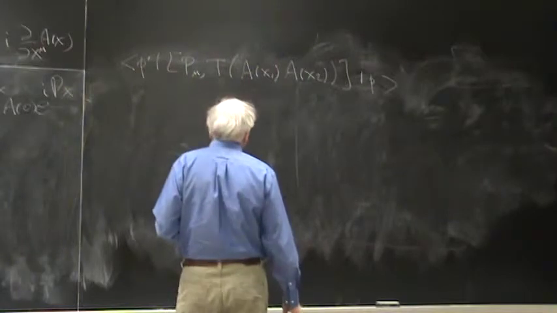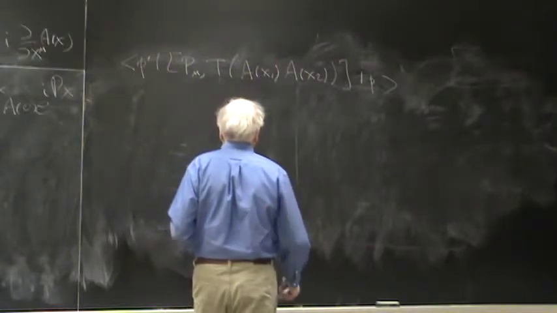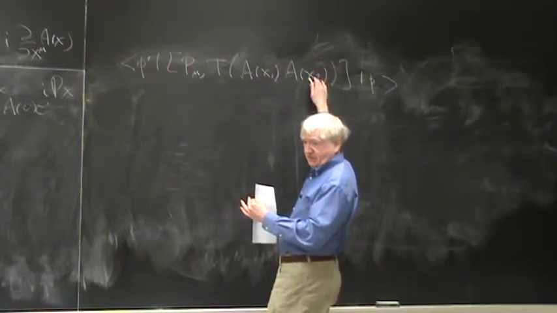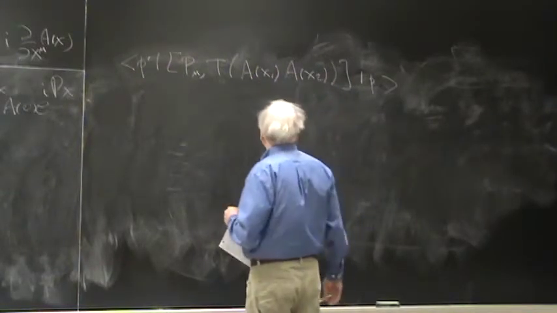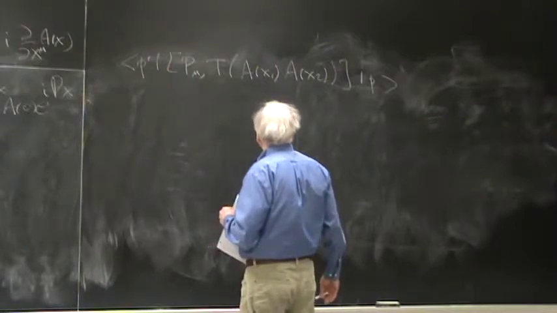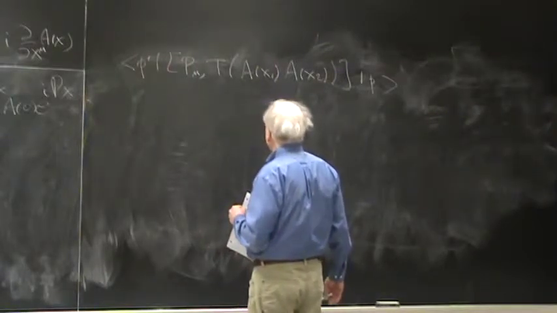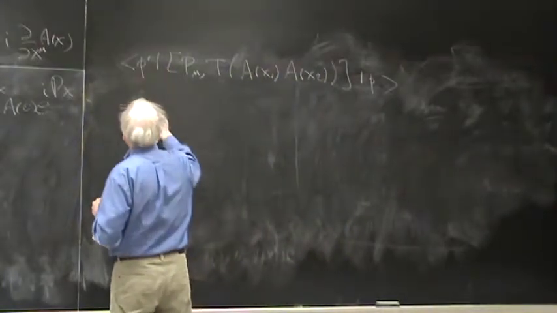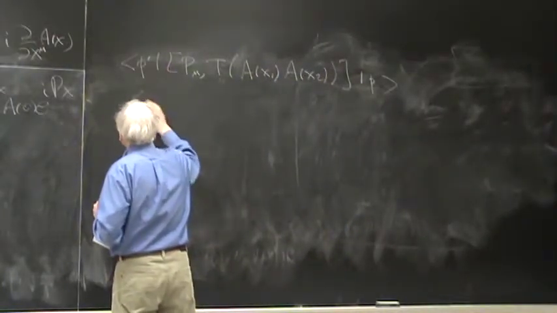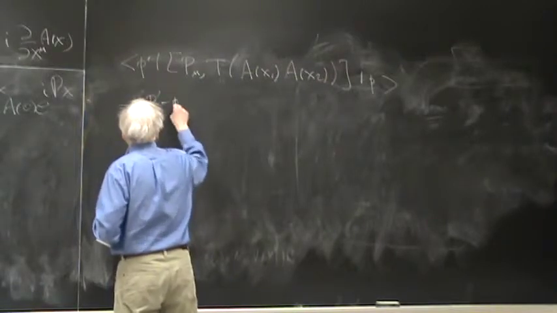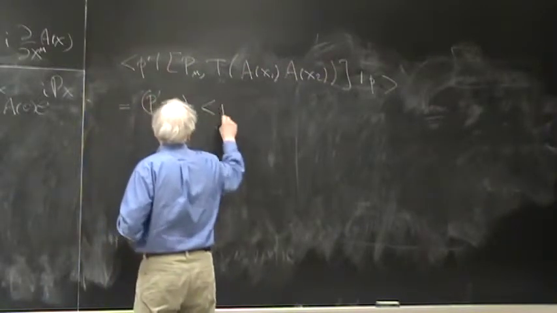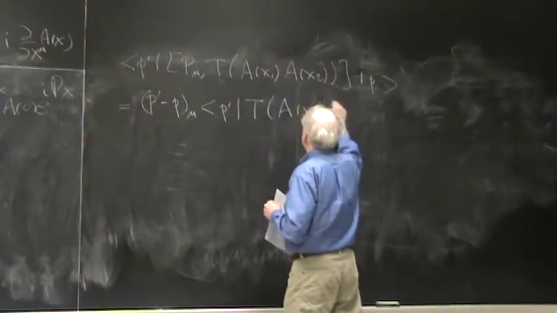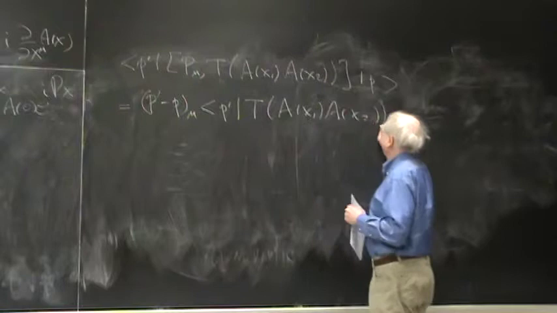Okay, well, the commutator of that with the time ordered product, and as I said, in general you'd have n fields here, but it's much simpler and easier to write down if you have two. And it basically tells the story. Well, this, of course, is equal to P prime minus P mu times the matrix element of the time ordered product A of x1, A of x2.